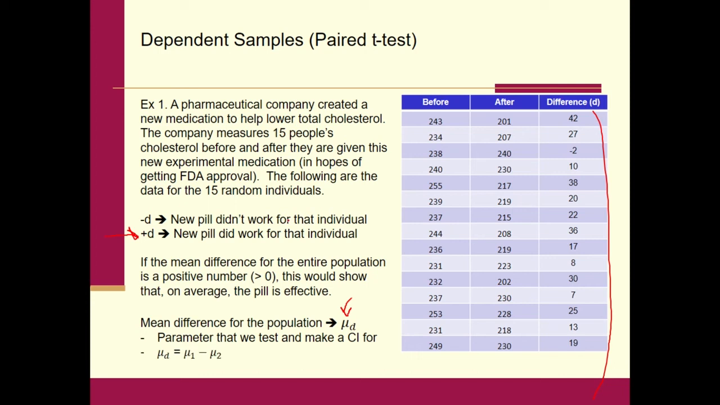And what you got to think of is mu sub D is the following. All it is is mu1, which is the mean cholesterol before for the entire population. Mu2 is the cholesterol level after for the entire population. And we're just doing the subtraction between the two. And so mu1 minus mu2 is simply equal to mu sub D. And so that's one way to think of it. Another way to think of it is that it is the average difference, but for the entire population of people with high cholesterol that's taking this pill.